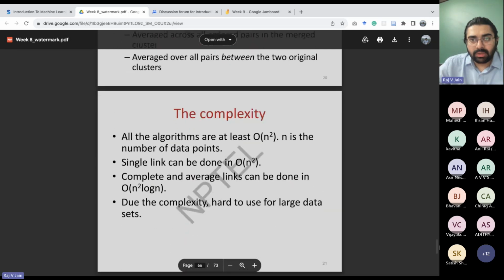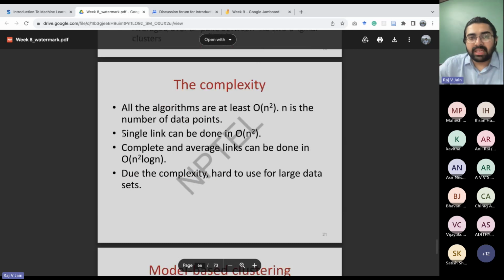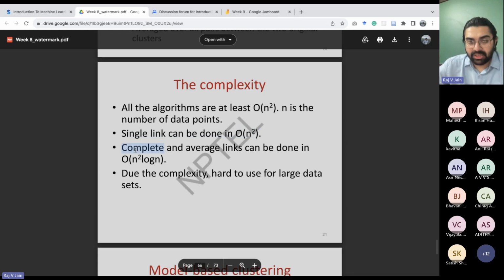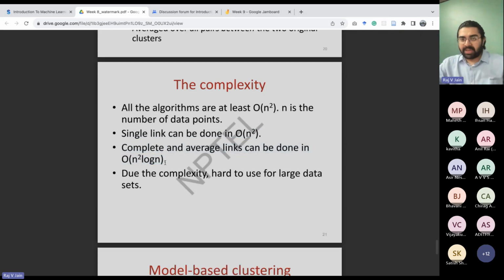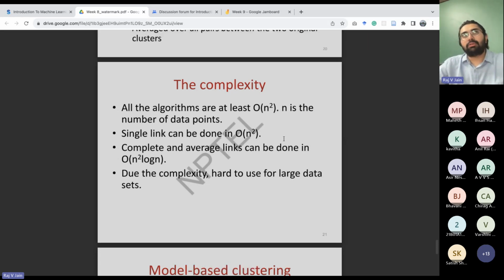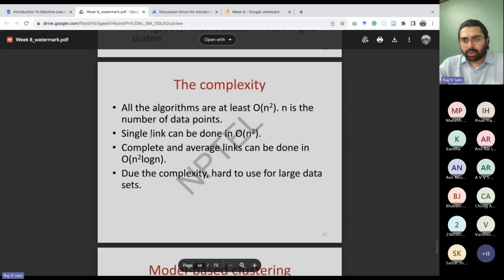So where is that? So single linkage can be done in order of n squared. But complete and average linkage, with the algorithms we currently have, take order of n squared log n, right? So complete is more computationally expensive than single linkage. For single linkage, I think it's order of n squared because you can use some very sophisticated data structures to compute this.